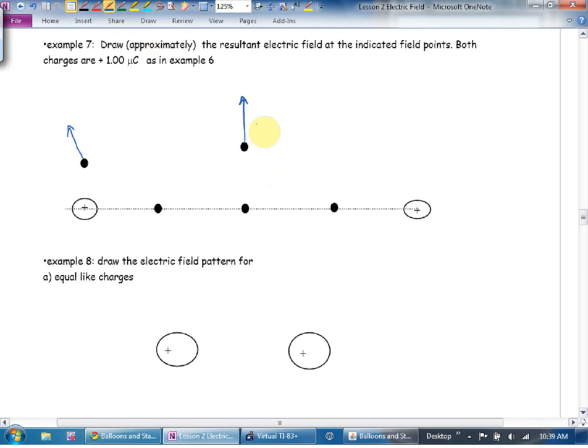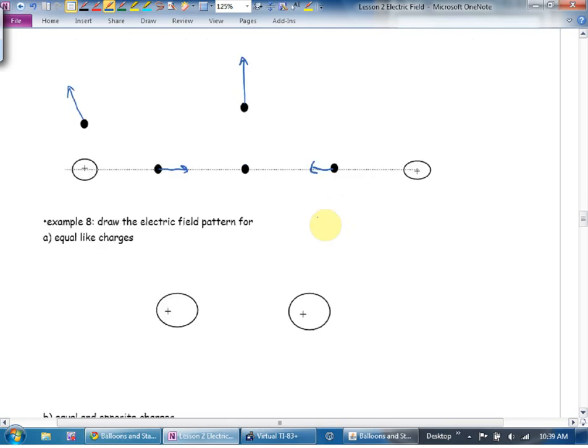What about right here? Well, this guy is pushing to the right really strong. This guy is pushing to the left, but not as strong because it's further away. I think my net resultant electric field would be to the right, but not as strong as if he wasn't there. About like that, let's say. We're sketching. What direction do you think the electric field would be right there? To the left.